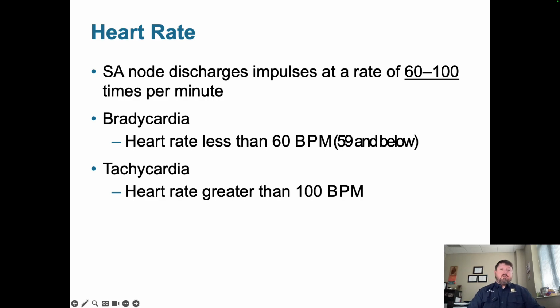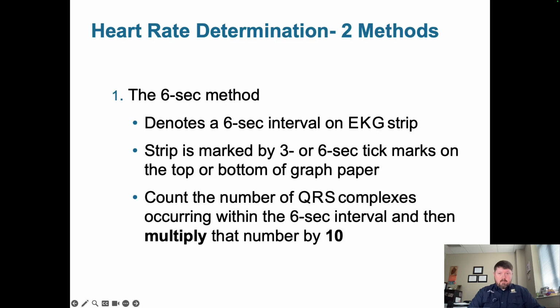Bradycardia indicates a heart rate less than 60, so 59 and below. And then tachycardia would be 100 or greater. So the 6-second method is very easy. You want to make sure that your strip is a 6-second strip, and you count the intervals and multiply by 10.